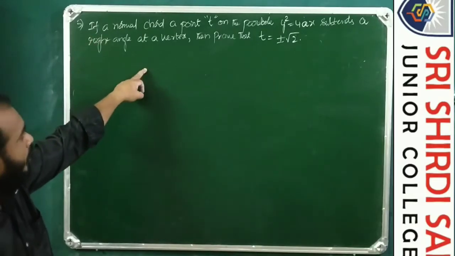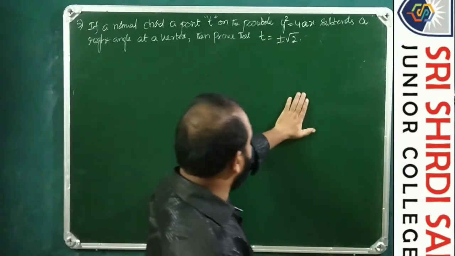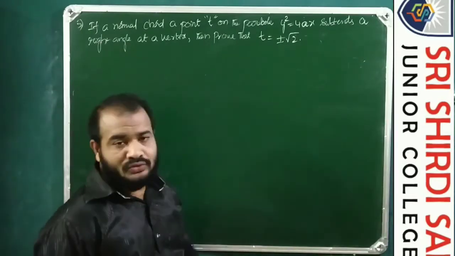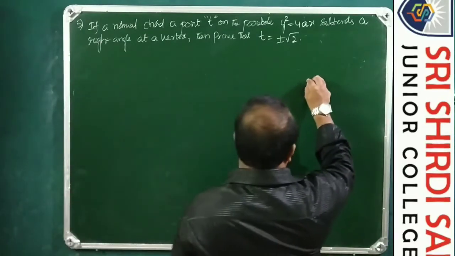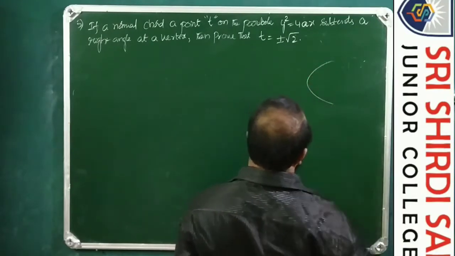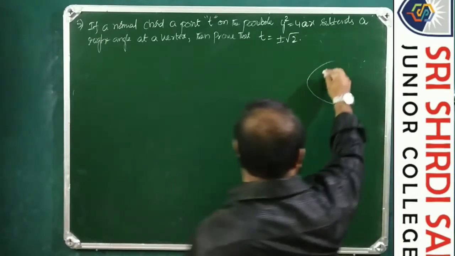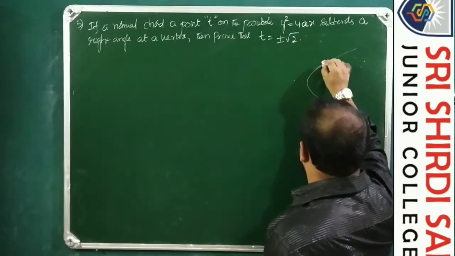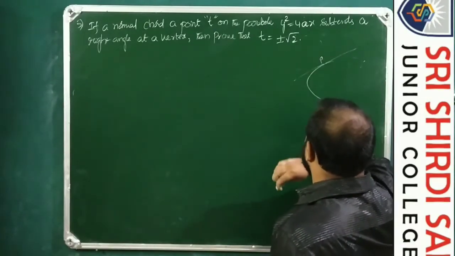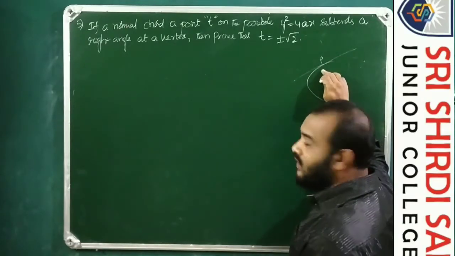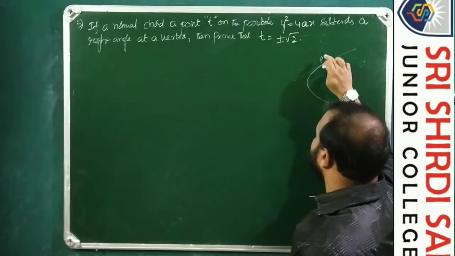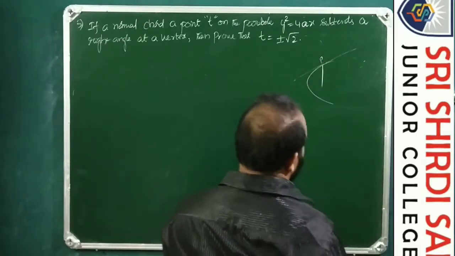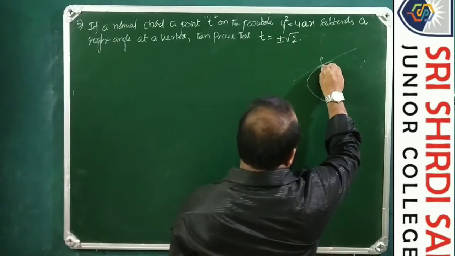If a normal chord at a point T on the parabola y square equals 4x subtends a right angle at the vertex, then prove that T equals plus or minus root 2. So this is the parabola. Now let us suppose that at this point P there is a tangent, for example. So the line passing through P and perpendicular to this tangent is this normal.